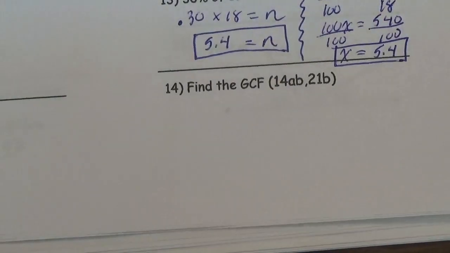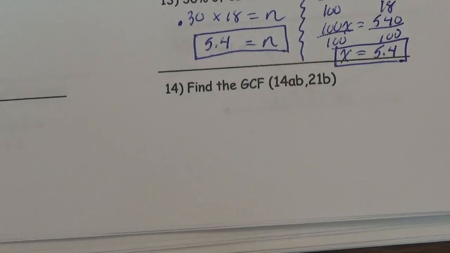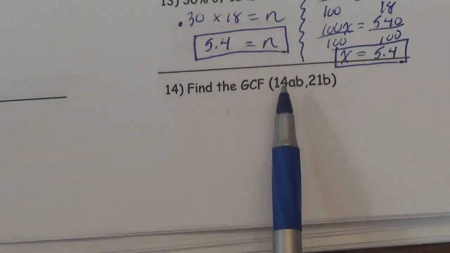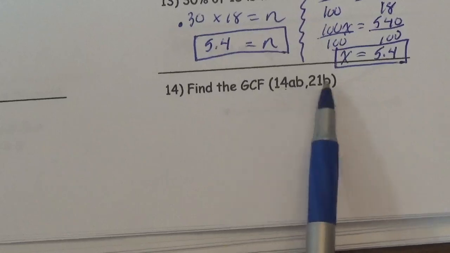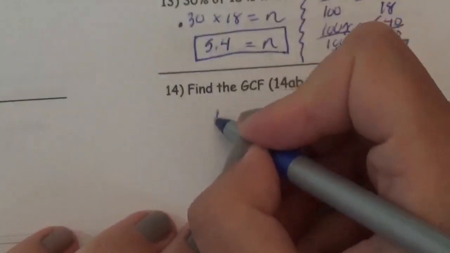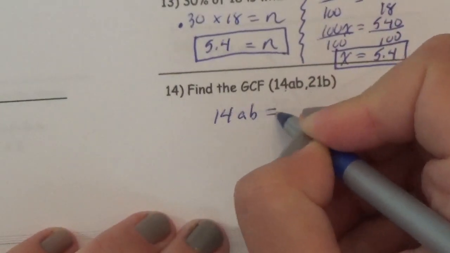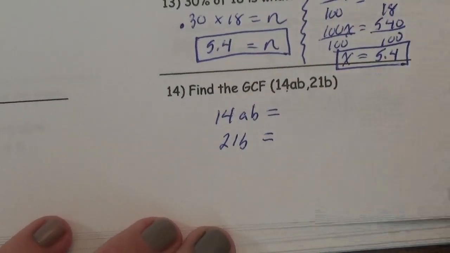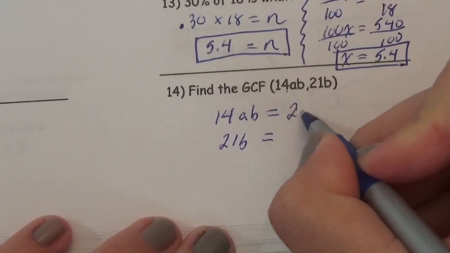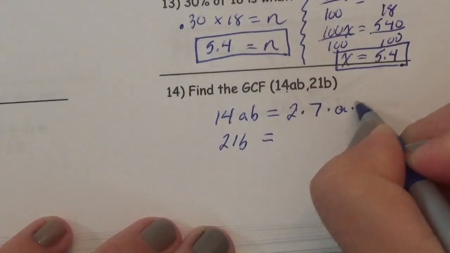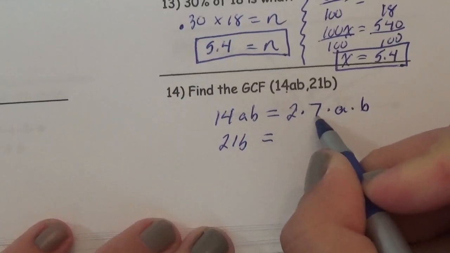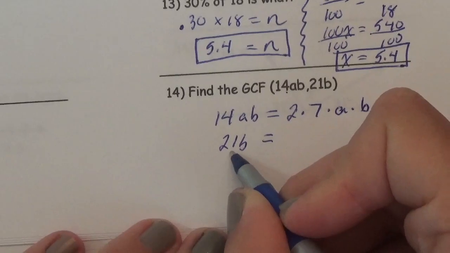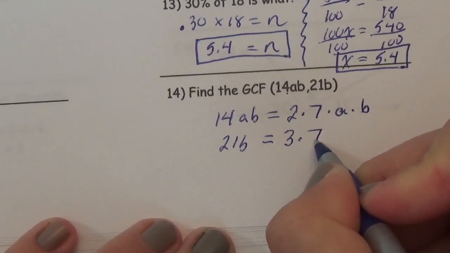And the last one, the GCF of 14AB and 21B, the greatest common factor. So the greatest number that goes into both of these. Some of you can do that in your head. Awesome. Others, this is how we did it in school way back when. You break down the 14 to its prime factors. So 2 times 7. Remember, prime numbers can't be broken down again. 21 is 3 times 7.